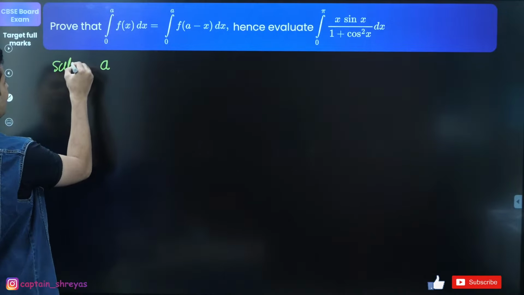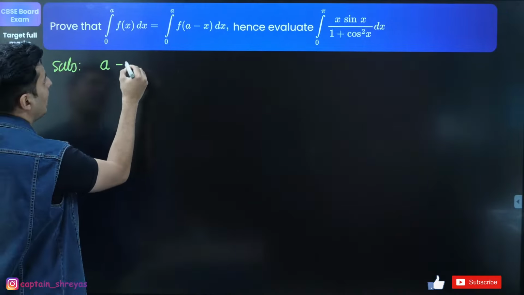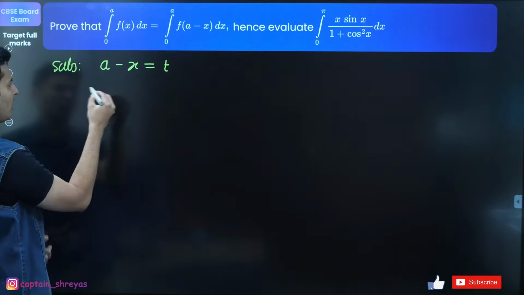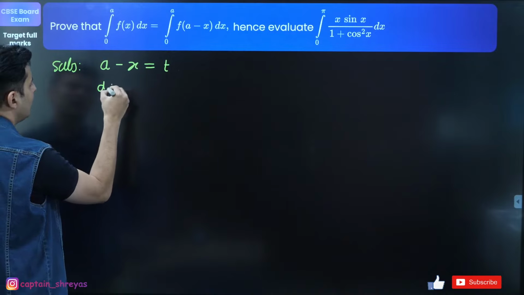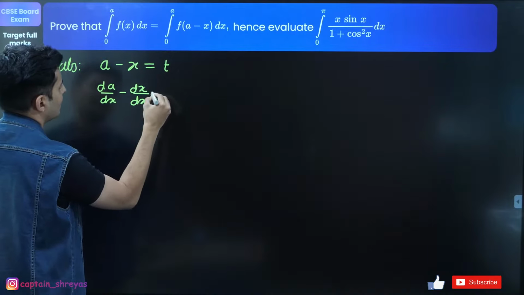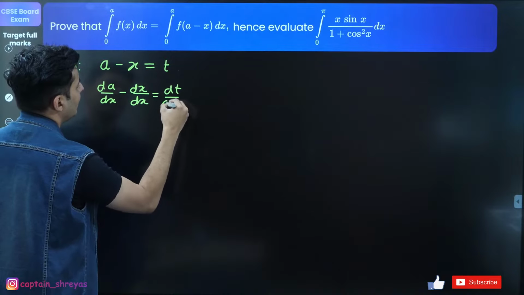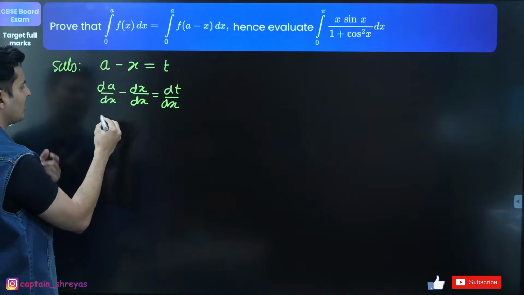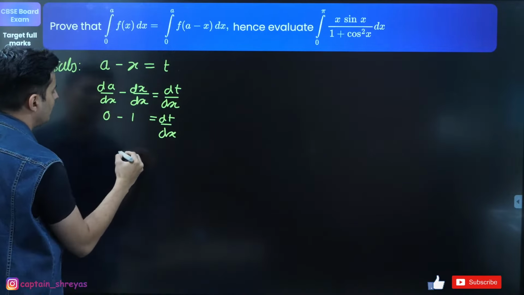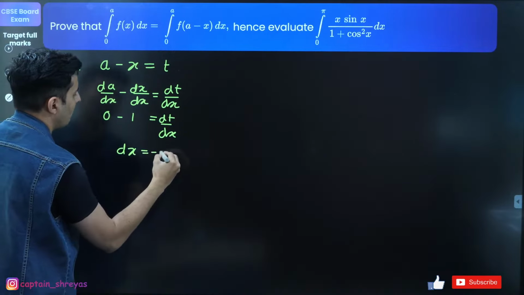So this solution is: substitute a minus x is equal to t. Obviously, the limits will also change. But before that, differentiating: derivative of a with respect to x minus derivative of x with respect to x is equal to dt by dx. So da by dx is a constant. This is 1 is equal to dt by dx. So basically dx is equal to minus dt.